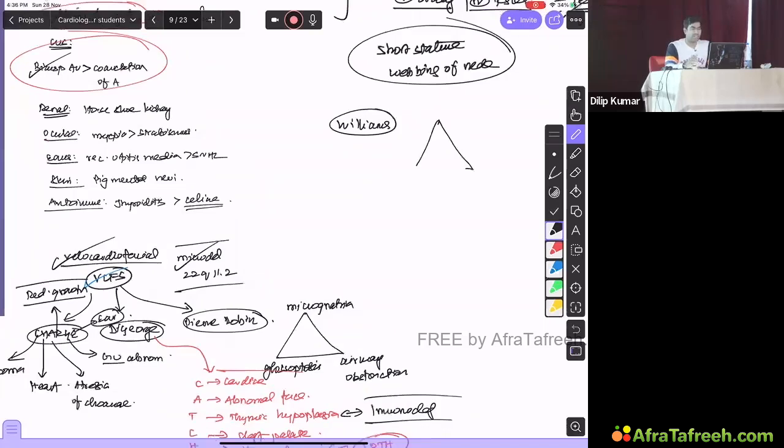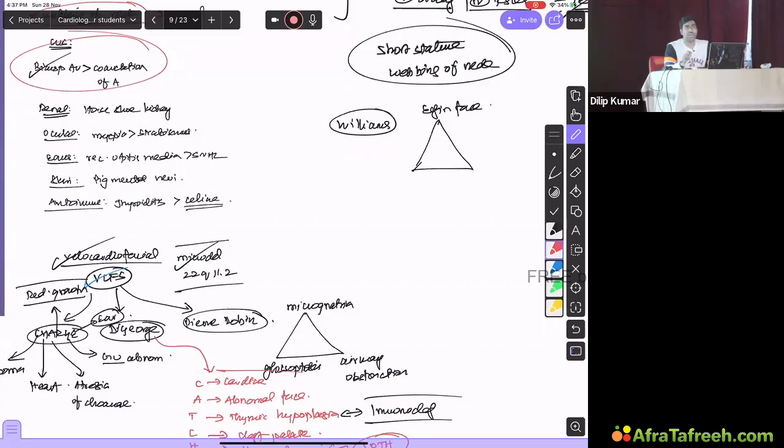So Williams, I can remember as a triad, basically. So what are the three components of the triad in Williams? One is the typical Elfin facies. Elfin face in Williams. Okay. And what is the problem? Which area is the problem in?